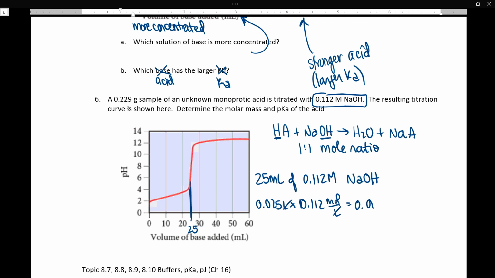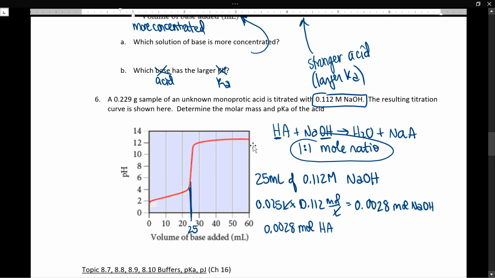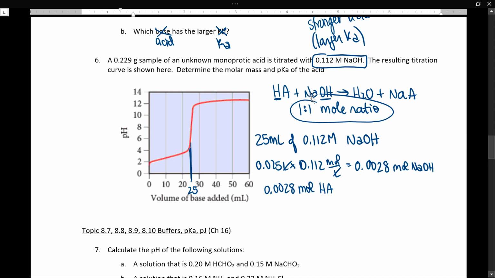So that means I got 0.0028 moles of NaOH. And since it's monoprotic, it's going to react in a 1-to-1 ratio with sodium hydroxide. So what that means is if it took 0.0028 moles of sodium hydroxide to reach equivalence, there must have been 0.0028 moles of my acid in the sample. Again, why? Because it's a 1-to-1 ratio. And if you're doing this on a test, you want to specify somewhere that you're acknowledging this mole ratio, or you can show it out mathematically like this as well. But don't forget to acknowledge the mole ratio somewhere or include it in your calculation.